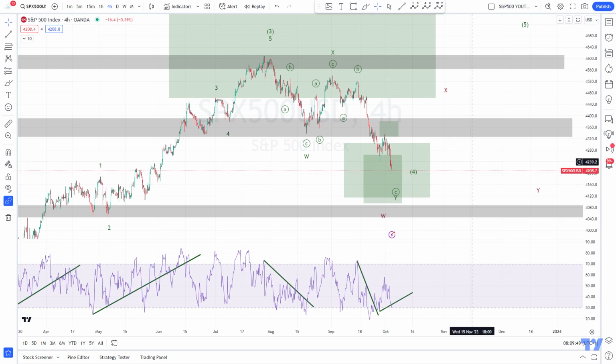The arguments against are that we are still bearish in the higher time frame, in the daily and in the weekly, but this is quite normal. The reversal has to start in a bearish cycle, of course. So let's see what we get today.